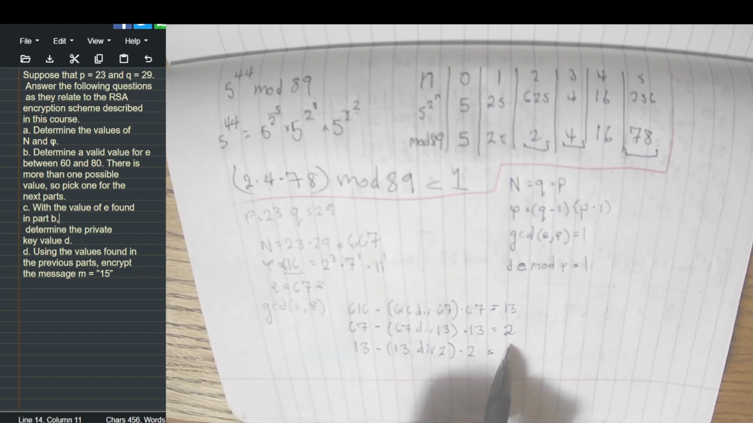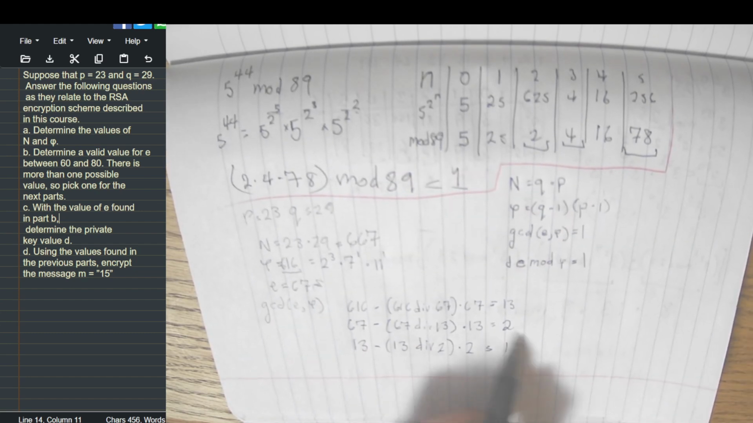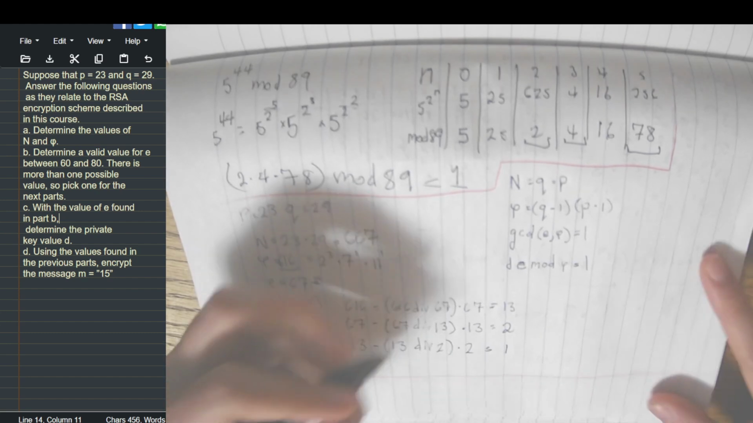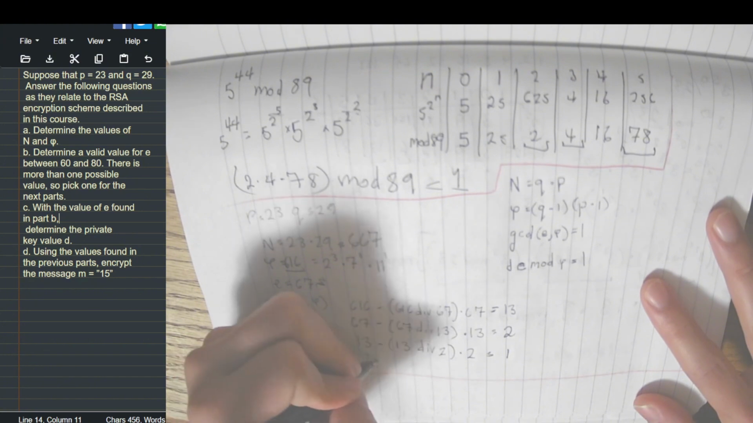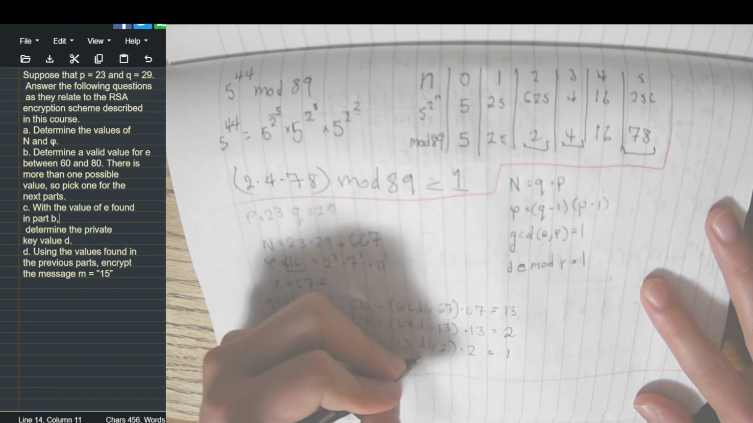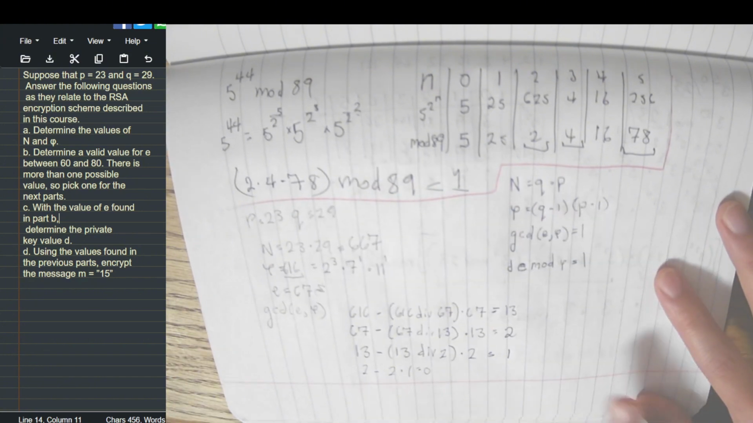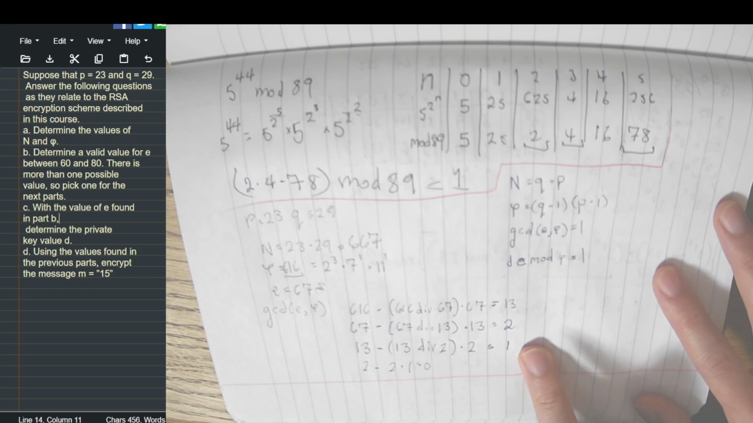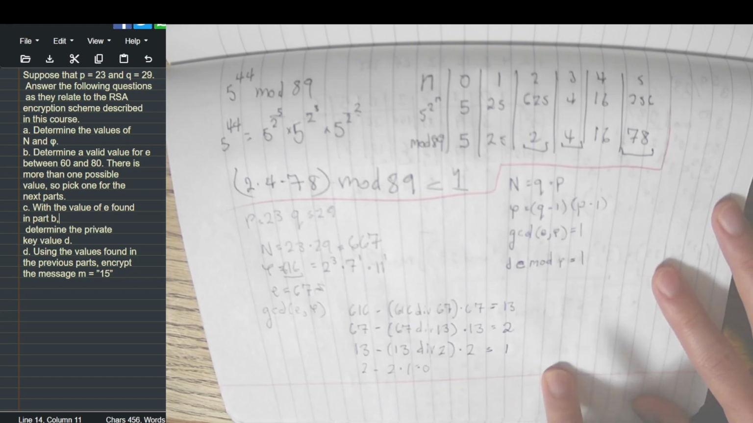So this is proof already, right, because I know the next one's going to be 0. I'll still do it for you. 2 minus 2 times 1 equals 0. Okay, there we go. So now let's solve this in our linear representation.